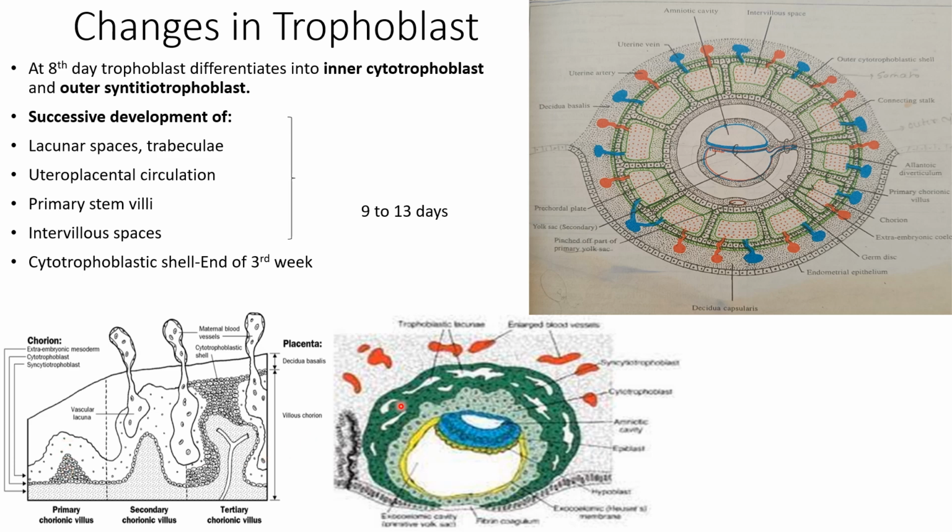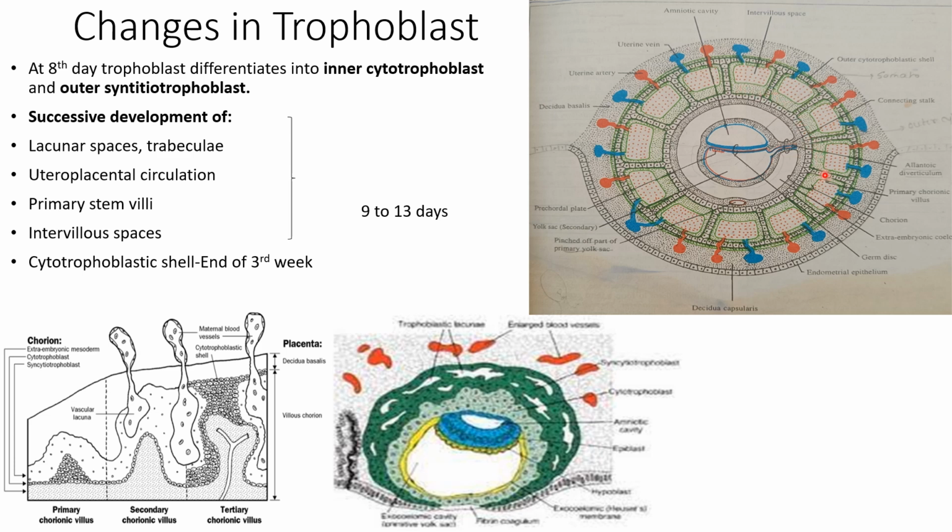So the cytotrophoblast is invading into the syncytiotrophoblast at the region of the trabeculae, and it is forming primary stem villi. The same can be seen here. This is the cytotrophoblast, and this green color is the syncytiotrophoblast.